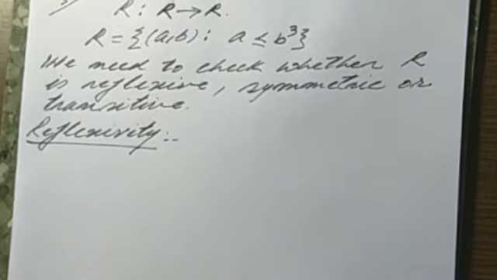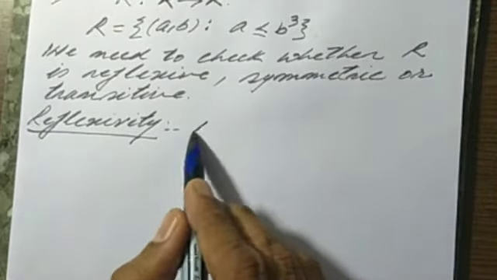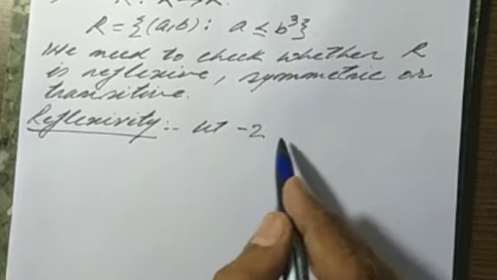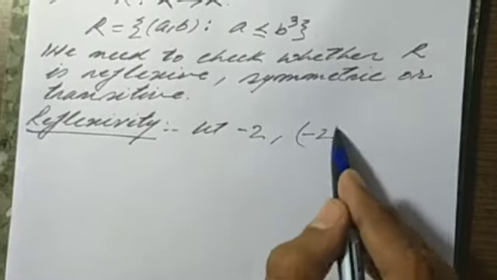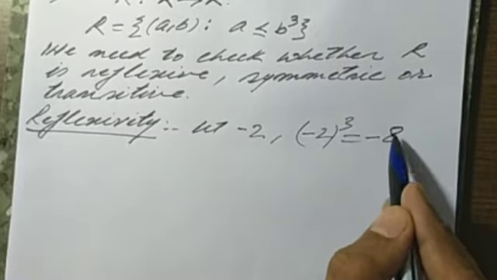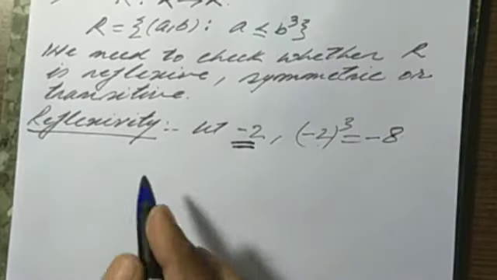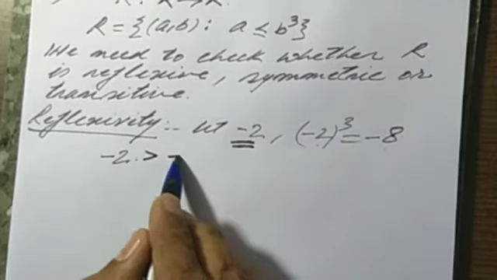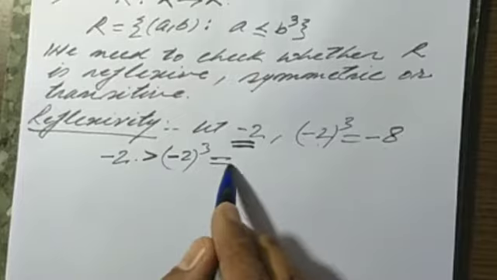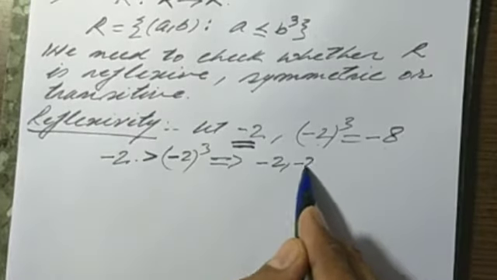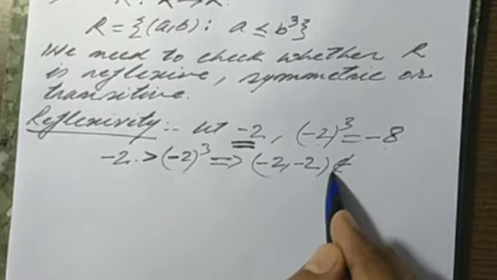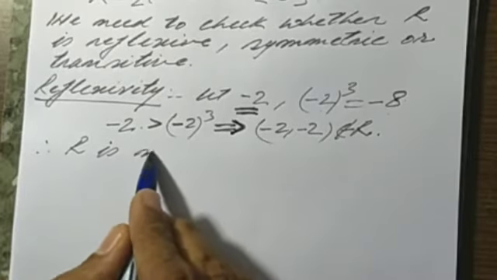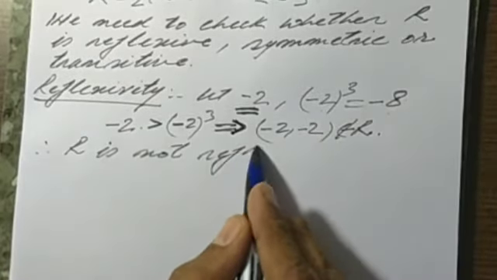So let us talk about reflexivity first. Let us take any negative number, say -2. So obviously (-2) cube is equal to -8, which is obviously less than -2. So we may say that -2 is greater than (-2) cube, and that's why (-2, -2) does not belong to R. So we may say that R is not a reflexive relation.